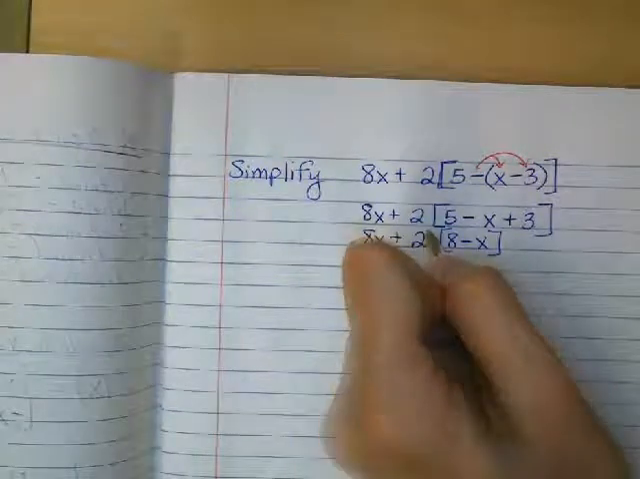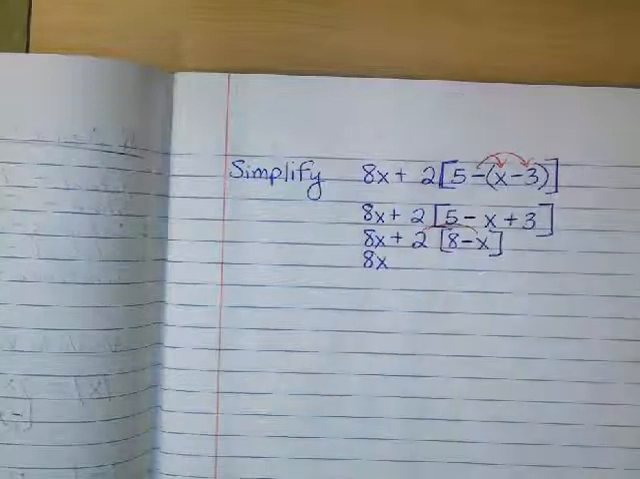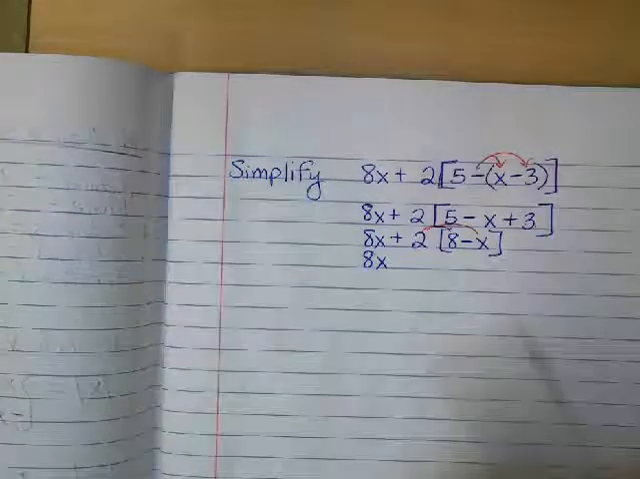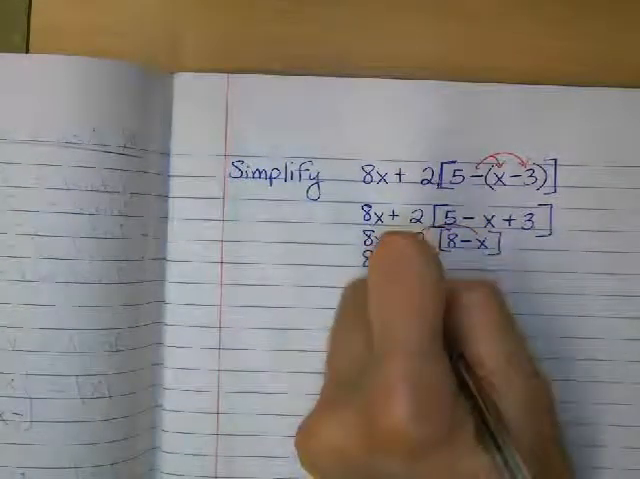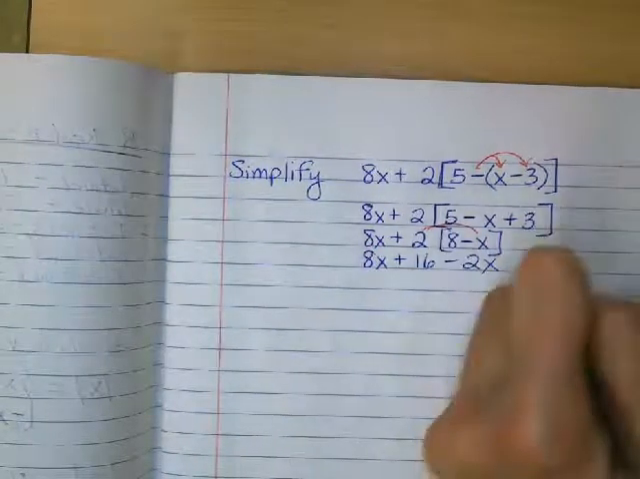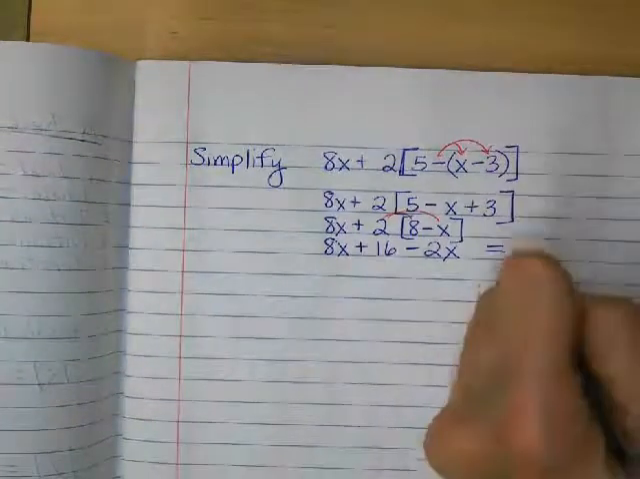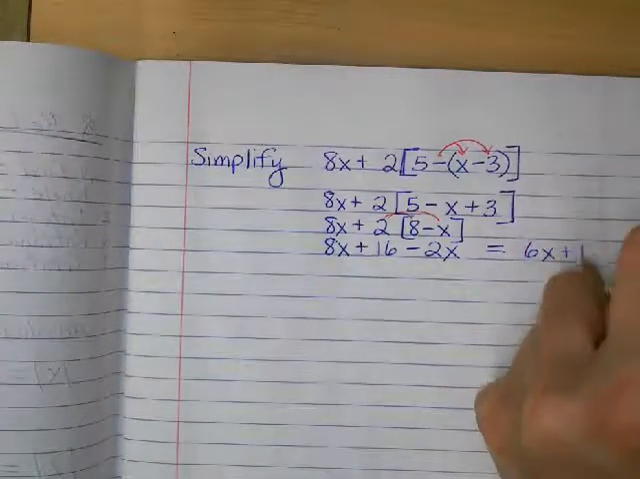Finally, distribute this 2, right? You get 16 here minus 2x. And final answer? 6 plus 16. Yep.